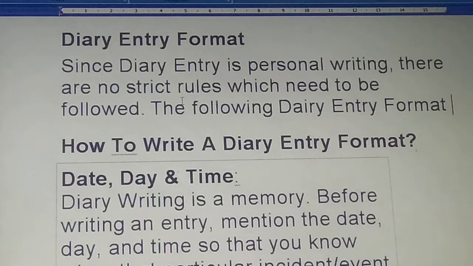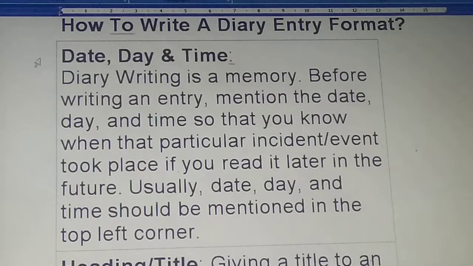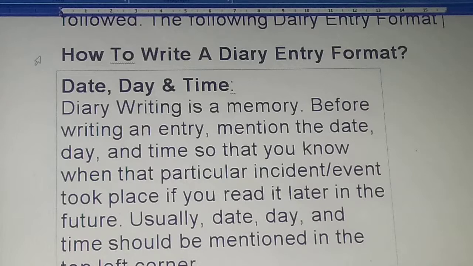Diary entry. Yes. A diary entry is very personal. There are no strict rules and all that. So, how to write a diary entry? This is the format. Date and time. A diary entry is a memory. It's only for you and you alone. Nobody's going to read it.